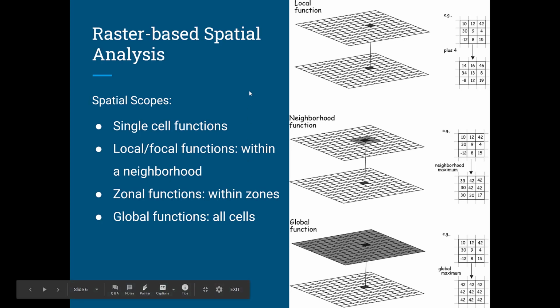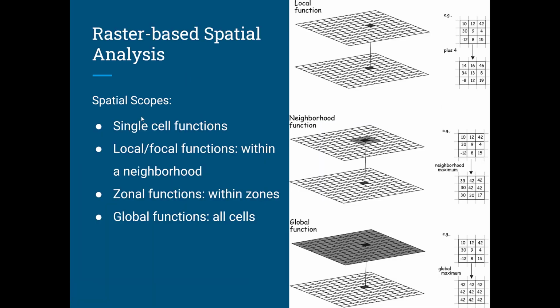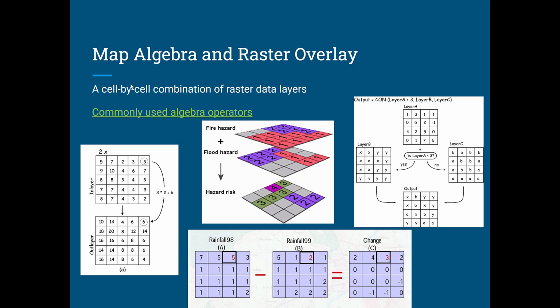Okay, so let's take a look at a few examples. For single cell functions, a commonly used operator is called map algebra. It's a cell-by-cell combination.